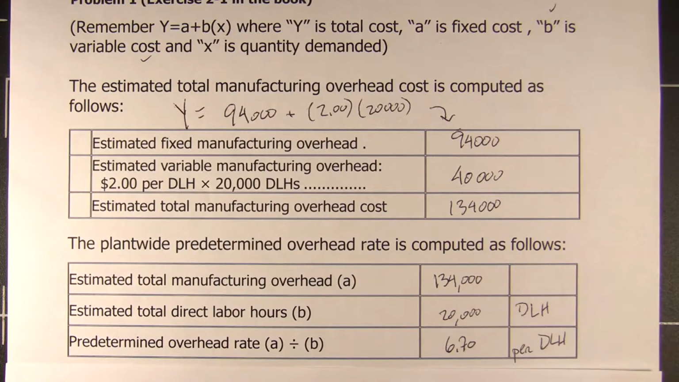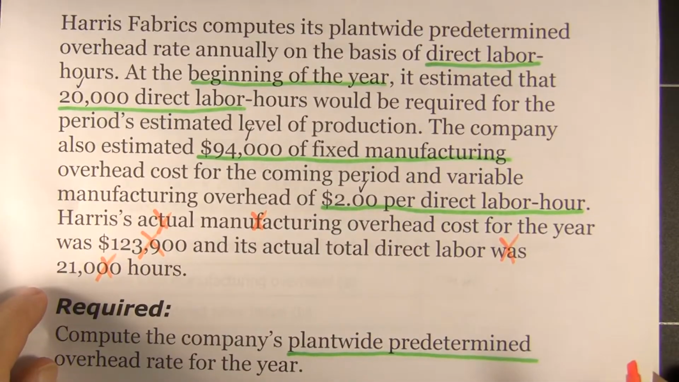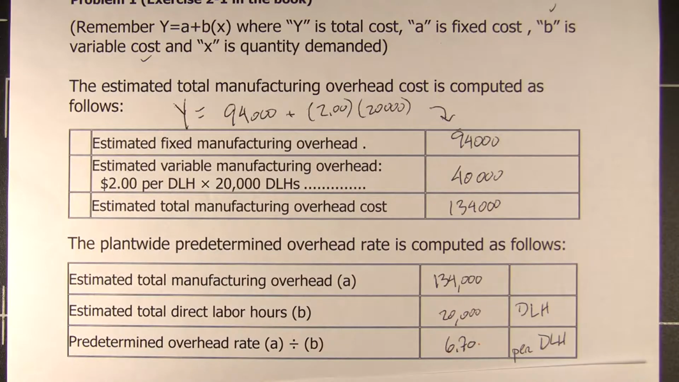direct labor hour. So what that says is that every time we use a direct labor hour, we're going to add $6.70 worth of overhead. That's all that says. So really the hard part about that was making sure you waded through all that nonsense to get the numbers you needed.